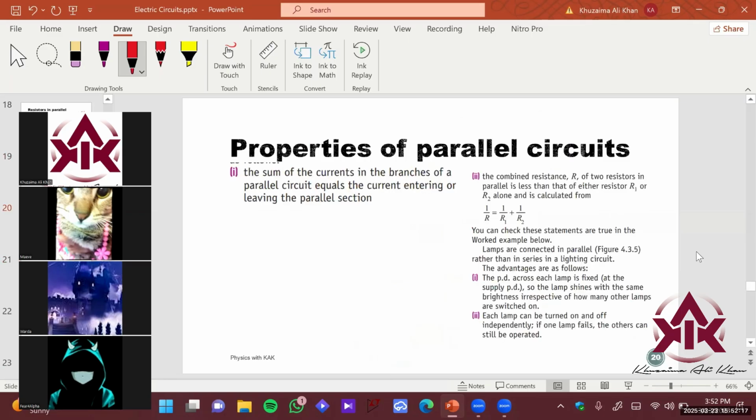So this is summary of properties of parallel circuits, which we have learned now. That sum of currents in the branches of a parallel circuit equals the current entering or leaving this parallel section. So it's just the KCL here, which we have learned, right? And this is the formula for finding equivalent resistance for resistors in parallel, right? If the lamps are connected in parallel, which we have seen, the potential difference across each lamp is same, right? So the lamps shine with the same brightness, irrespective of how many lamps are switched on. Each lamp can be turned on and off independently.